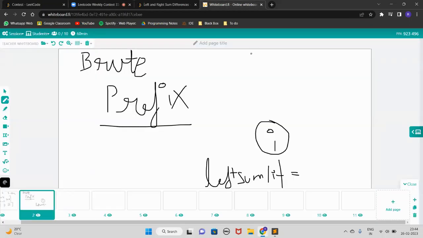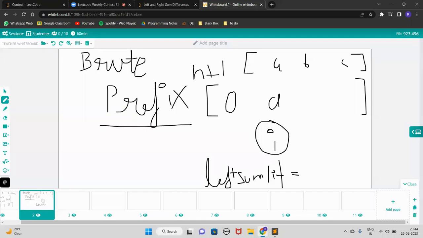The prefix sum and suffix sum concept is very intuitive, and what we do is, let us suppose there is an array of size 3, A, B, C. We make an array of size 4, or n plus 1, where the first element is 0, the second element is A, meaning this element. The third element would be A plus B, and the fourth or final element would be A plus B plus C.